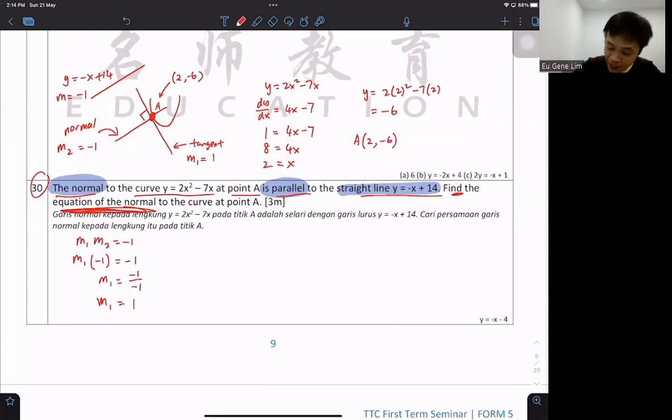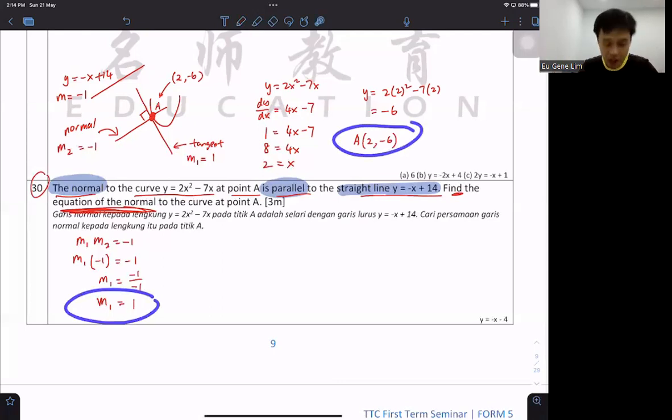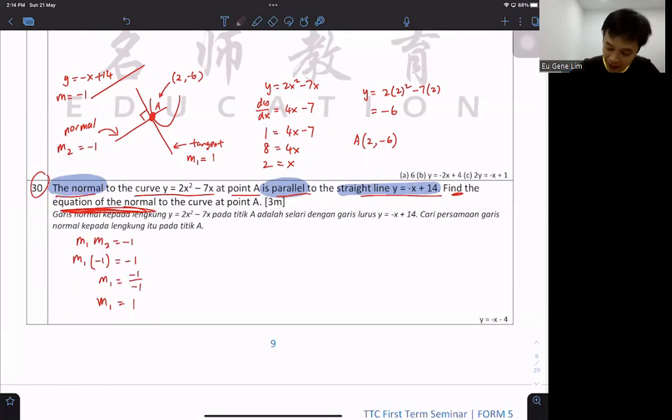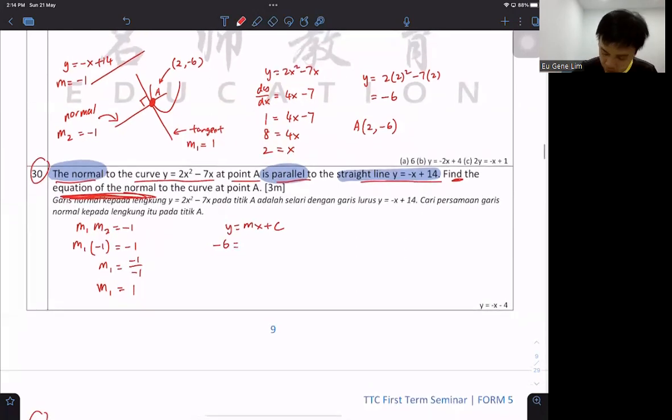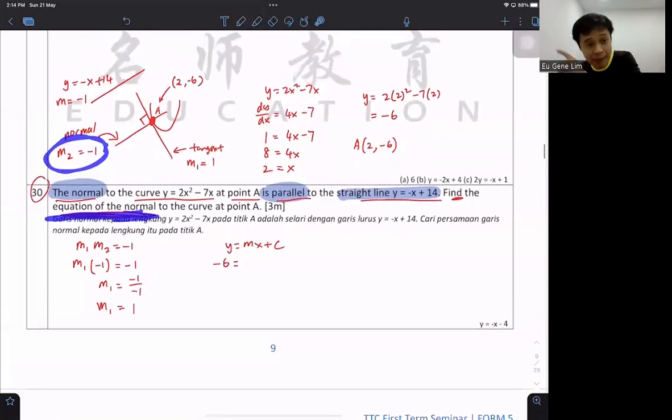So now with this point, now you have the point, now you have the gradient, then you can do the equation of the normal. y equals mx plus c. So y is -6. What is m? Oh, don't use the wrong m. What is m? It should be m2, because the question says normal. Equation of normal, so you should use m2. Okay.